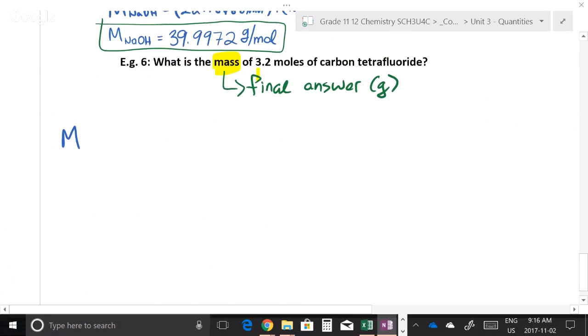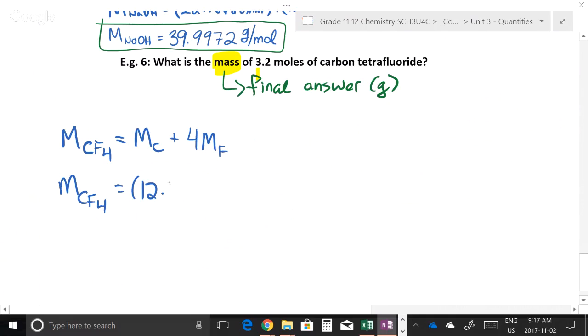Okay, so what is the formula for carbon tetrafluoride? CF4. Very good. So now that's going to be the molar mass of carbon, obviously, plus what? It's going to be the molar mass of carbon plus 4 times the molar mass of fluorine. Very good.